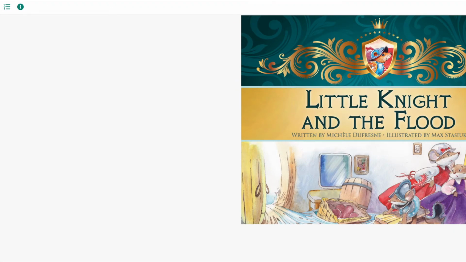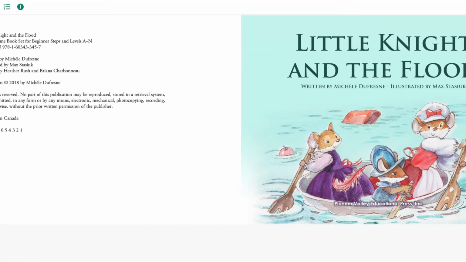I hope you enjoy our story today. Today we're going to read the story Little Knight and the Flood. In this story, Little Knight and Mother Mouse were visiting Patty Mouse at her house in the woods. Let's take a picture walk. Little Knight and the Flood.